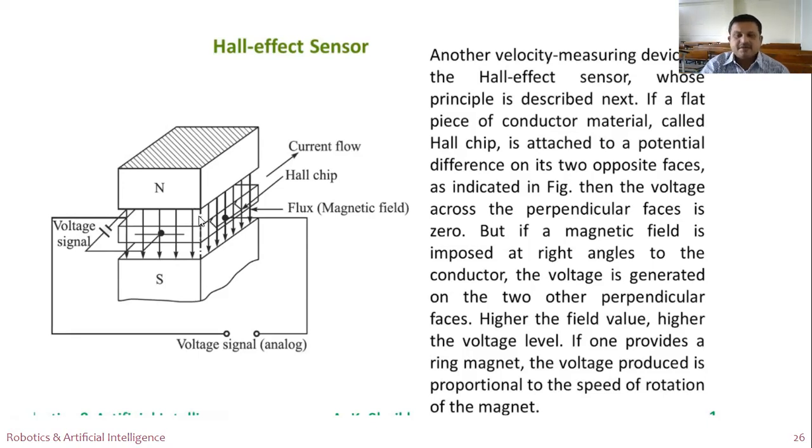But if a magnetic field is imposed at right angles to the conductor, suppose we pass a magnetic field from north pole to south pole, then voltage is generated on the two other perpendicular faces. Higher the field value, higher the voltage level. If one provides a ring magnet, the voltage induced is proportional to the speed of rotation of the magnet.